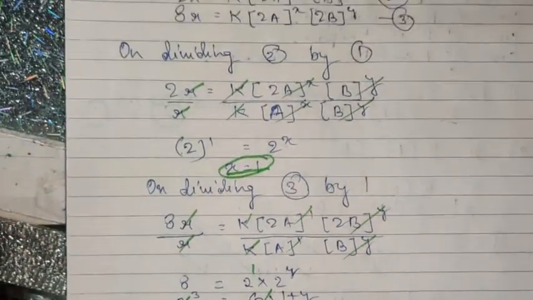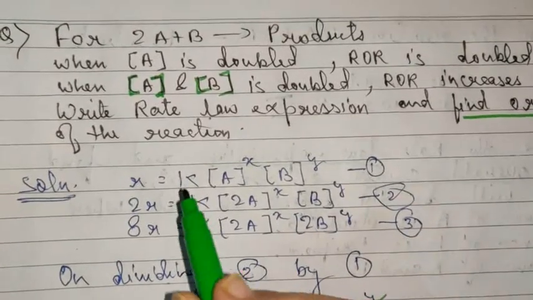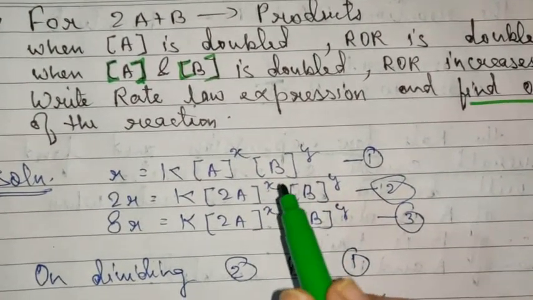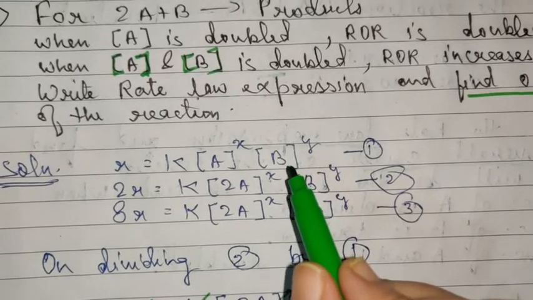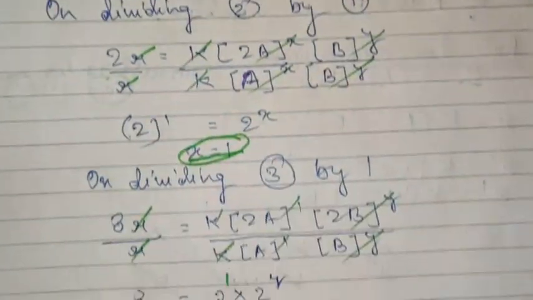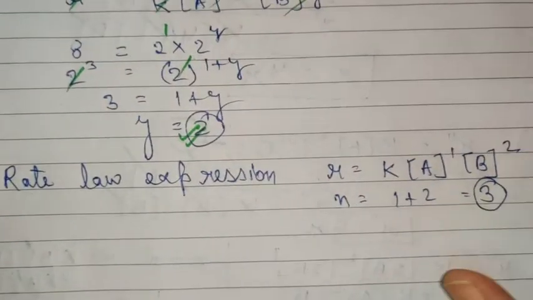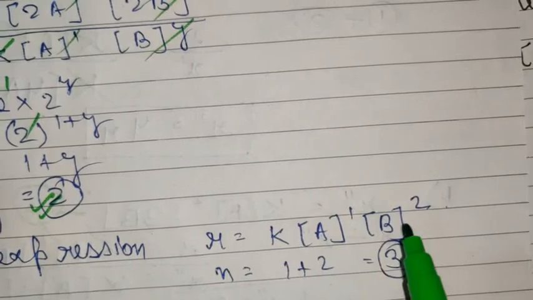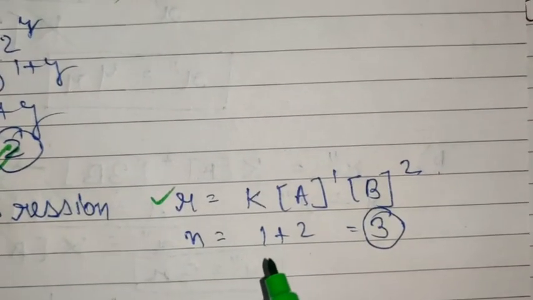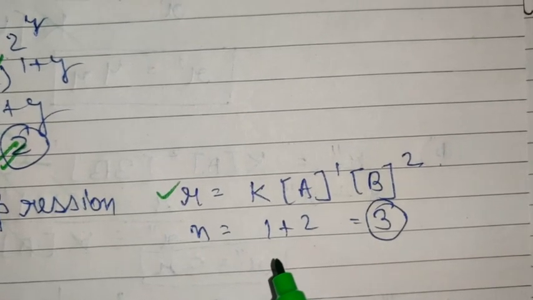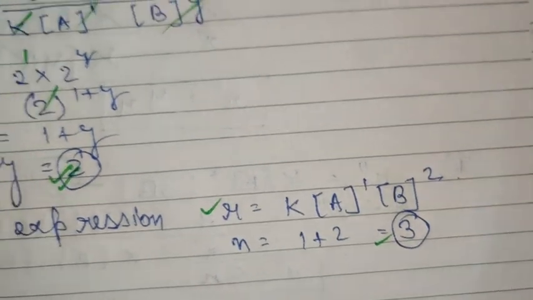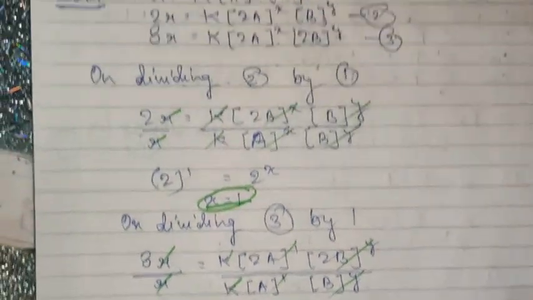When we have both the orders, that is, the order with respect to A is x, which is now 1, and the order with respect to B is y, which is now 2, the rate law expression can be written with the values of orders as this. So one part is answered and the other part is to find the overall order. Overall order will be 1 plus 2 equals 3. So now we have the answer to both parts.